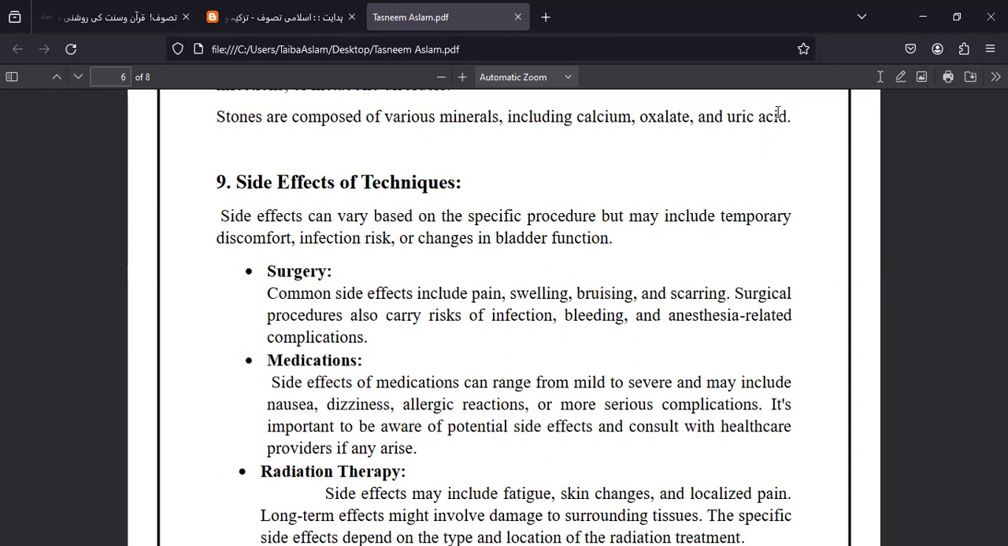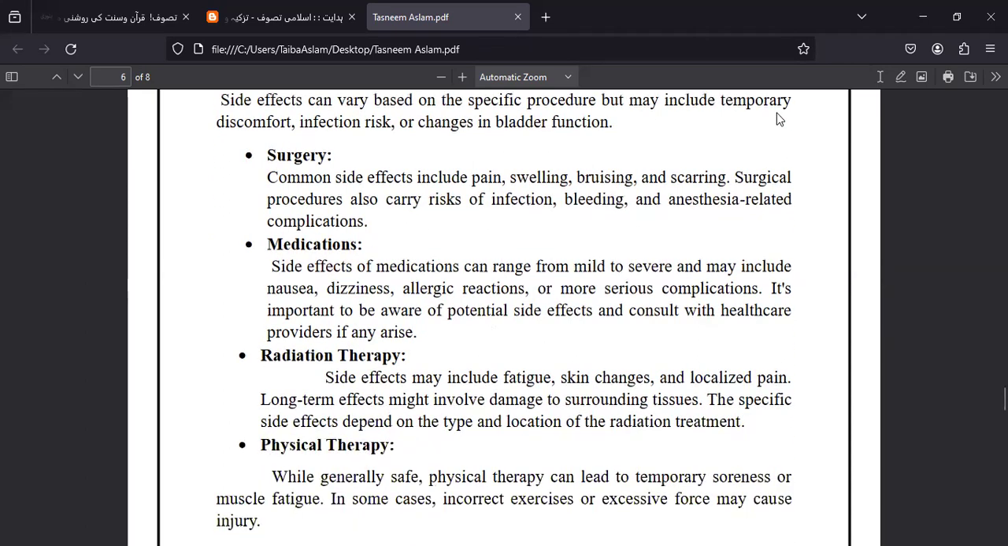Second one, medication. Side effects of medications can range from mild to severe and may include nausea, dizziness, allergic reactions, or more serious complications. It's important to be aware of potential side effects and consult with healthcare providers if any arise. Next one is radiation therapy.